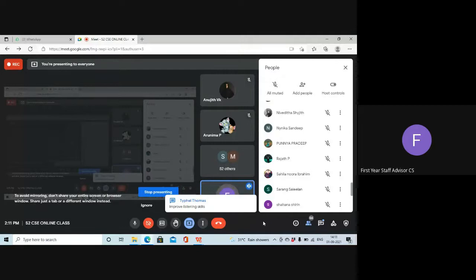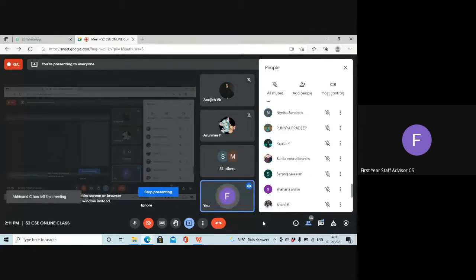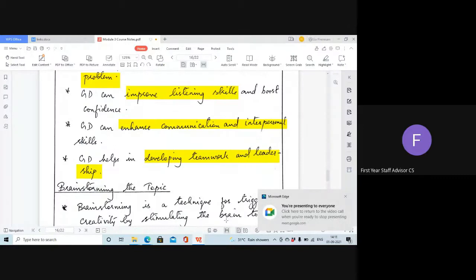It improves your listening skills. Very good. Then it develops, you will be able to develop the leadership qualities. Then, what are the other points? Just have a look. Develop leadership and teamwork.